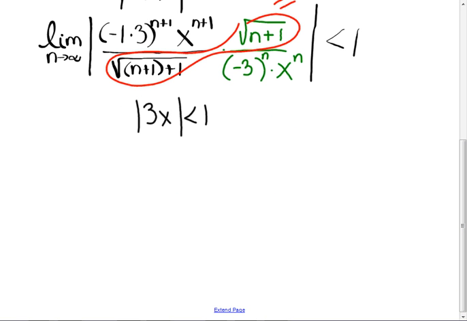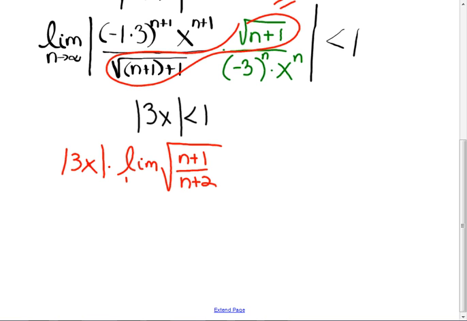Because of the main limit theorem, you can take the absolute value of 3x out, and it's times the limit of the square root of n plus 1 over n plus 2. They're not always nice like this, but this one is. What is that limit? 1. So now we get this: absolute value of 3x is less than 1. Okay, guys? Is the radius of convergence 1? Yes. No.